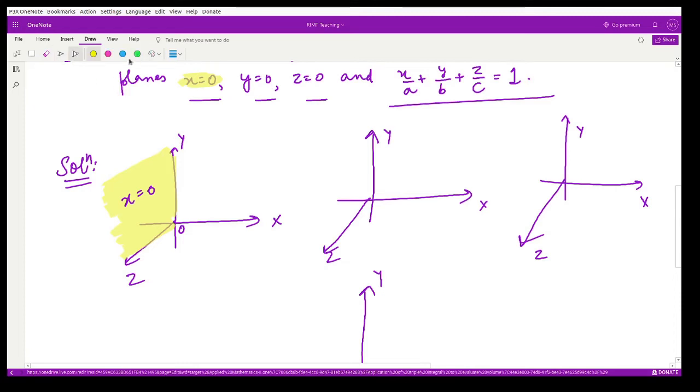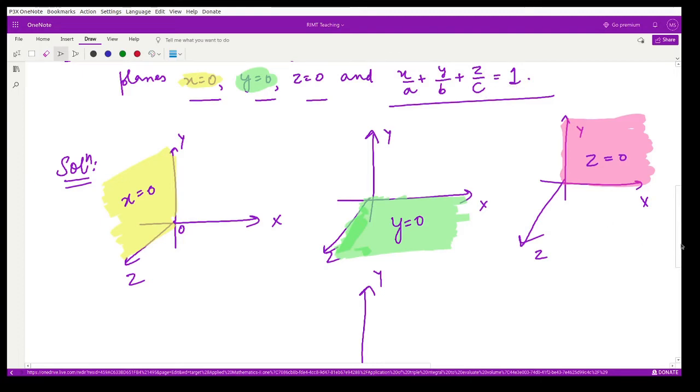What is your plane y is equal to 0? The plane y is equal to 0 means we are talking about this particular plane, because here the value of y at every point is equal to 0. And what is the plane z is equal to 0? It means we are talking about this xy plane. So this plane is z is equal to 0, and the fourth plane is x upon a plus y upon b plus z upon c is equal to 1.